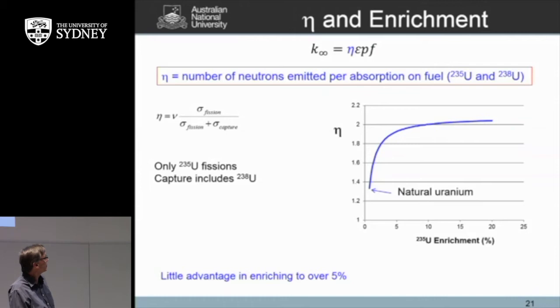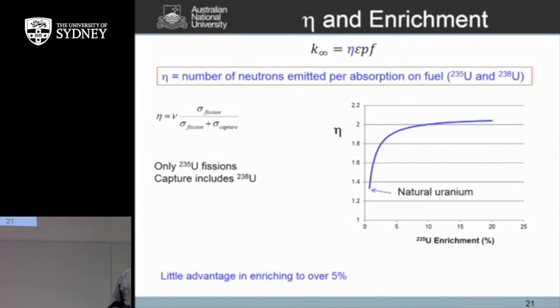and the capture cross-sections. So at thermal energy, fission only comes from the uranium-235, but the capture has to include the capture on uranium-238. And if you evaluate this and work out eta as a function of the enrichment, you see that the function looks like this. You can see that if you have 5% enrichment, you've already got a big fraction of what's achievable. Now at 20% we have what's called the threshold between low enrichment uranium and high enrichment uranium.